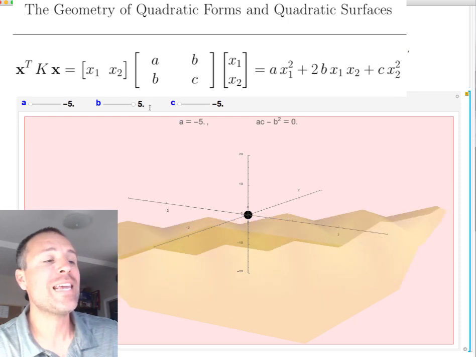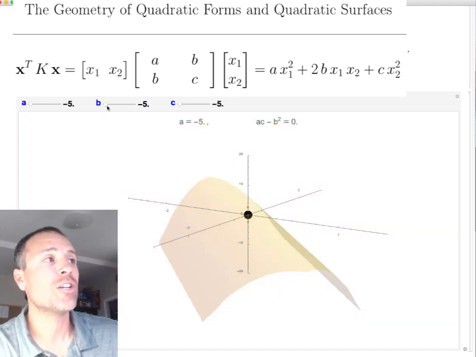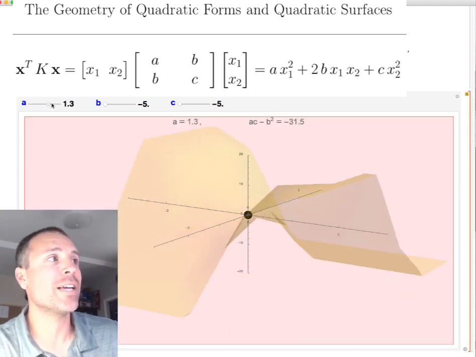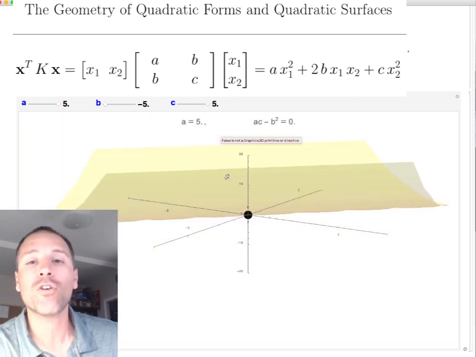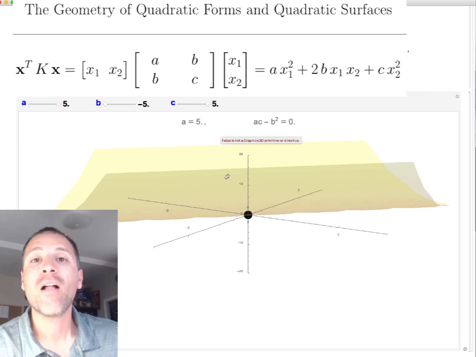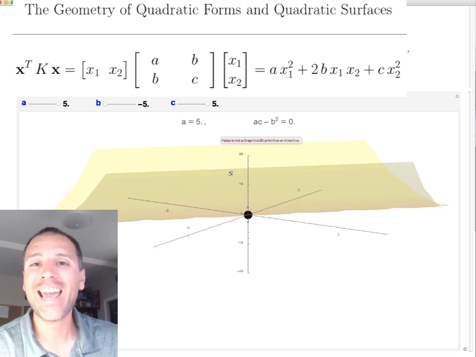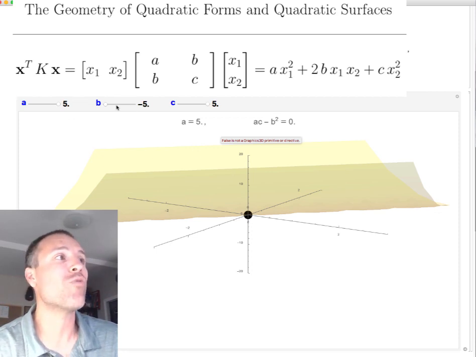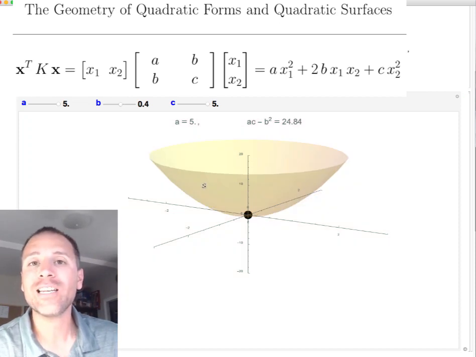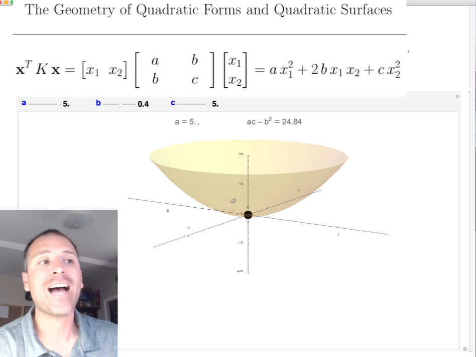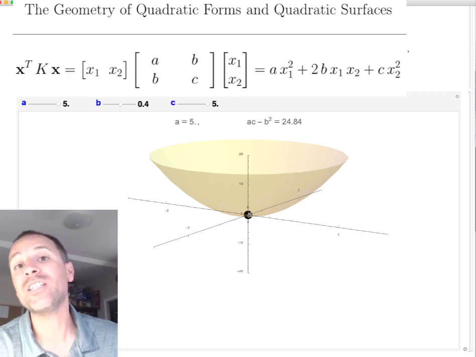The value of B actually kind of changes the way that the surface is structured, but the claim that we're going to make here is that when we change the values of A, B, and C, it changes the behavior of the corresponding quadratic surface. The claim that our quadratic form associated with the symmetric matrix K is positive definite means when we graph that quadratic form as a quadratic surface, we're getting an upward facing elliptical paraboloid that has a unique global minimum. That's the geometry behind what we just did algebraically.